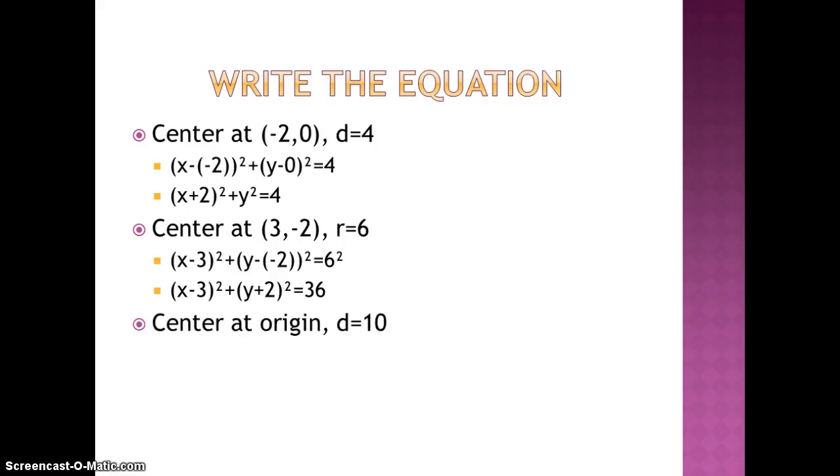Center at origin and d equals 10. So that would be (x - 0)² + (y - 0)² = 10. We simplify that to be x² + y² = 10.